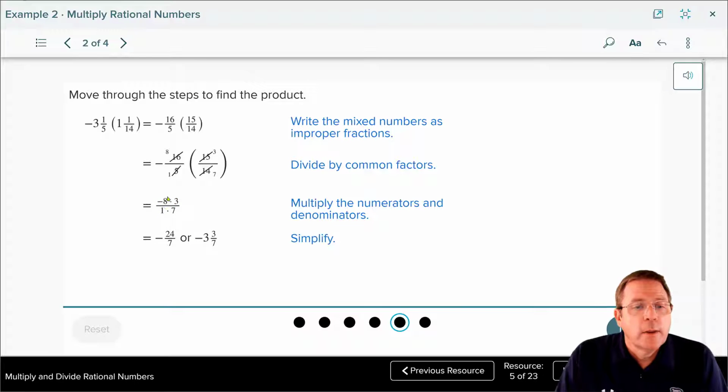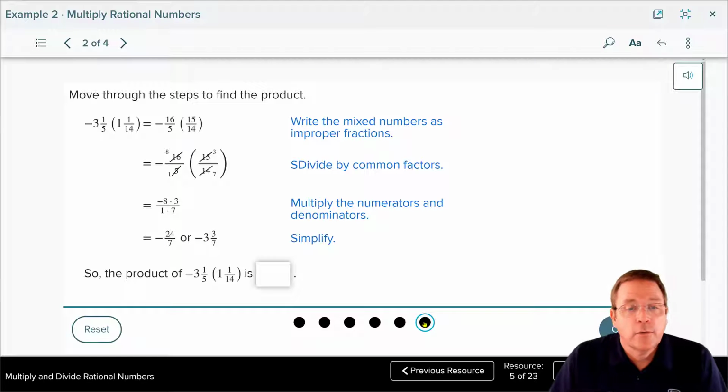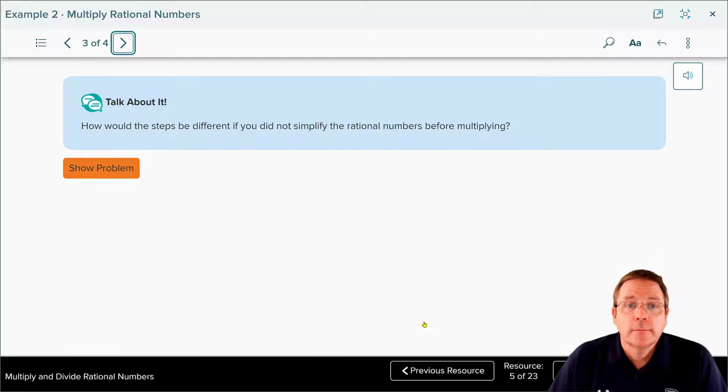And from there, 8 times 3 is 24, 1 times 7 is going to be 7, negative times a positive is a negative, and of course you always have to write your answer as a mixed number or fraction in simplest terms, so the final answer is going to be negative 3 3/7.